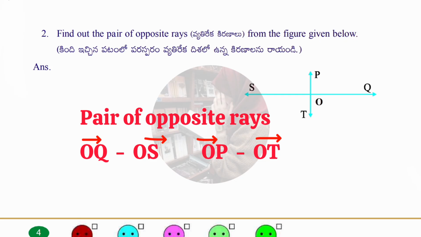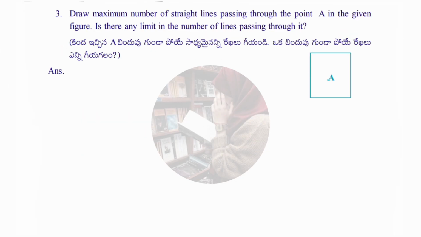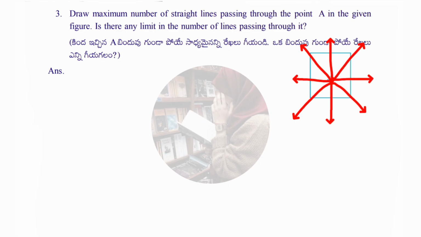Now we'll move to the third question of this same worksheet, which is draw the maximum number of straight lines passing through point A in the given figure. Is there any limit in the number of lines passing through it? So guys, one picture is given. Here one point is also given, A. So from this point A we need to draw straight lines passing through A. Okay, we can draw as many lines as possible. And then we have to tell, is there any limit to draw the lines passing through it? No. So firstly we will draw the lines. So these are the lines I have drawn.